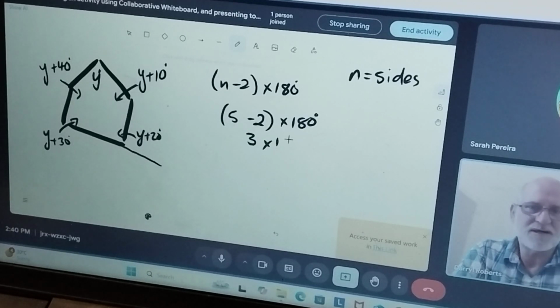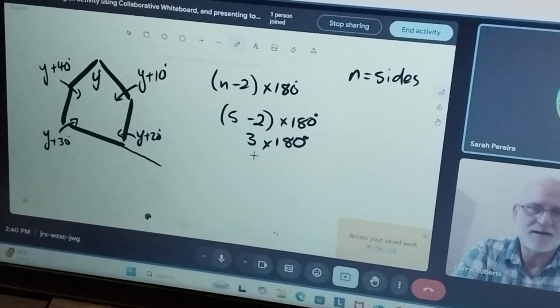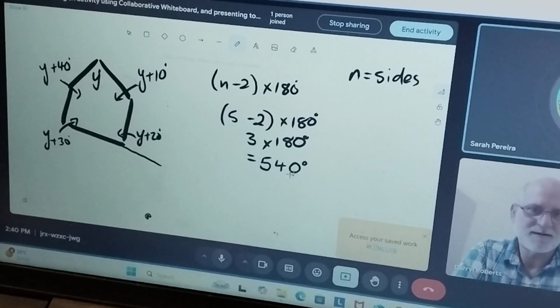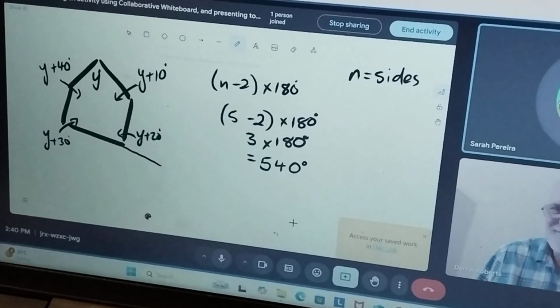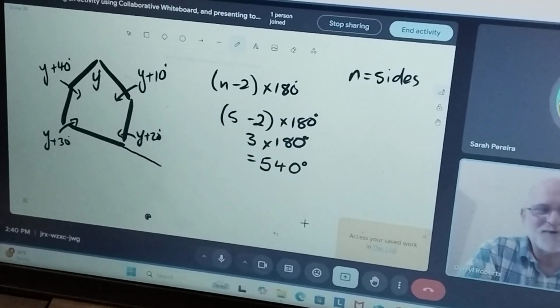How's your 180 times table, Sarah? Hold on. Good. 500 and... Oh no! You got it. I just got it at the same time as you. That's why we were just working together.